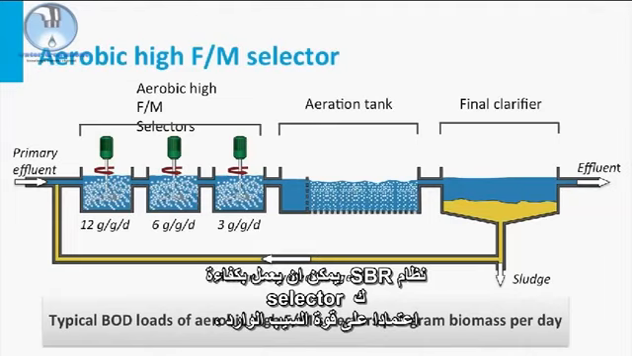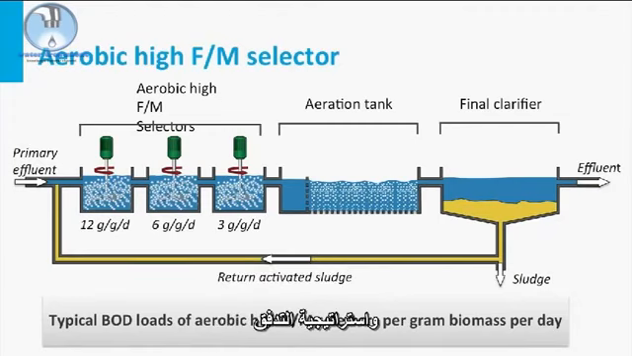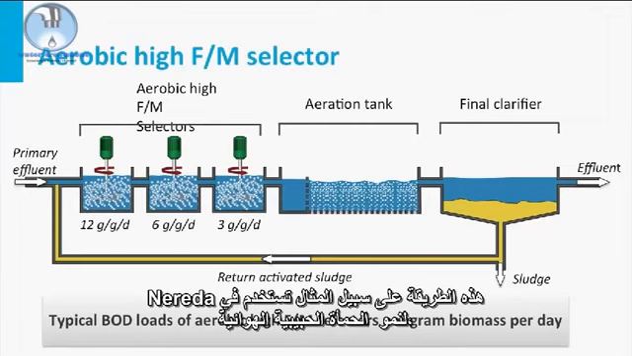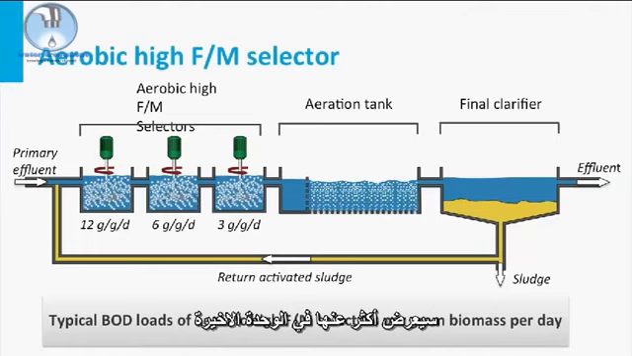An SBR type of system can act also very effective as selector, depending on wastewater strength and feeding strategy. This method is for example used in an arena to grow aerobic granular sludge, of which more is shown in the last module.